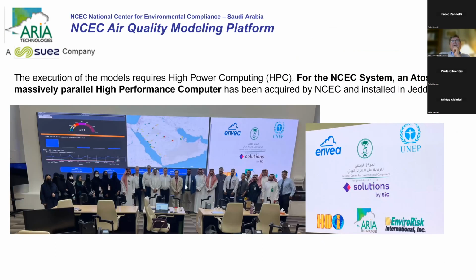This is a nice view of myself in the middle, and this is the control room of the Saudi Arabia system, of the NCEC system, with the operators and the different people that contributed to the systems.